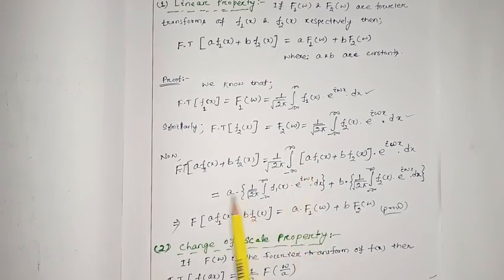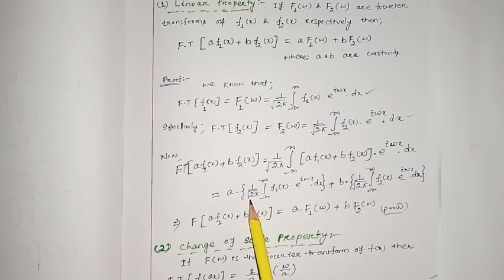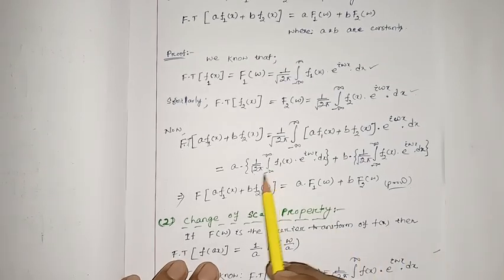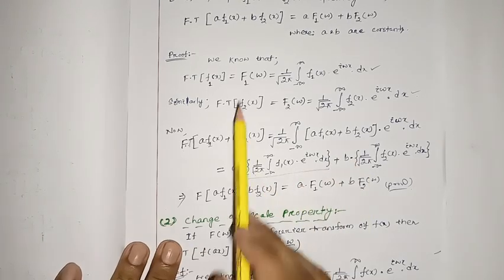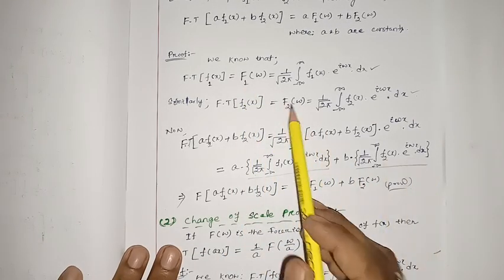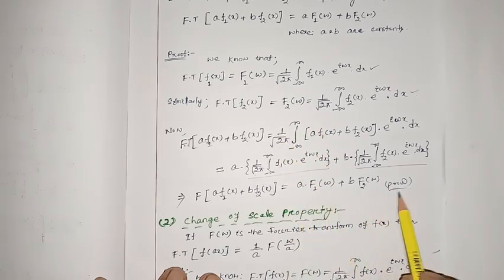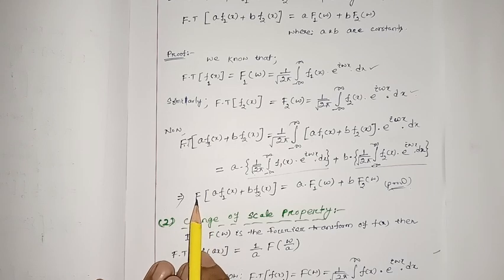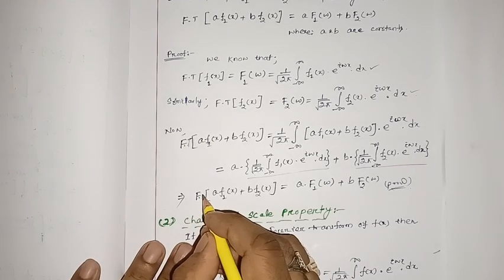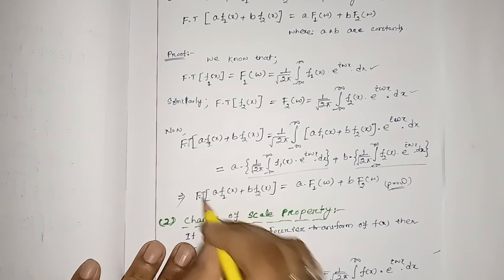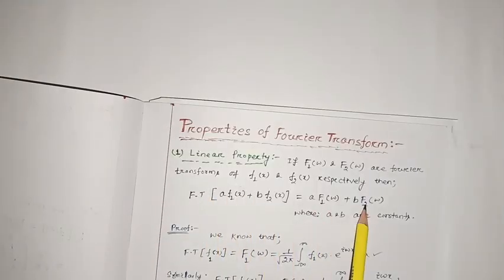equal to, with a as the constant taken outside. Since there is a plus, I can segregate this integration into two integrations: 1 by root 2 pi times the integral from minus infinity to plus infinity of f1(x) e to the i omega x dx, and another integration, f2(x) e to the i omega x dx. Here this integral is nothing but capital F1(omega), and this integral is nothing but capital F2(omega). Just substituted and proved. So the Fourier transform of this combination has been proved.